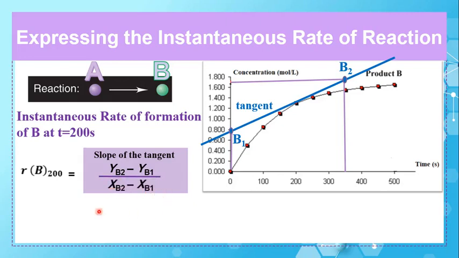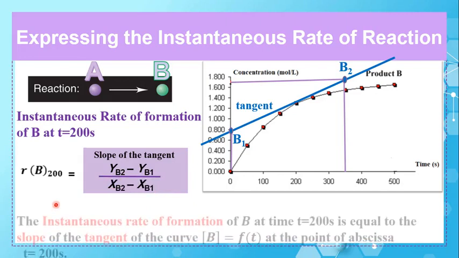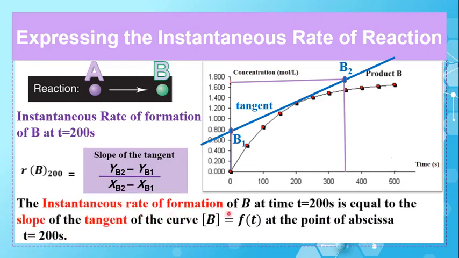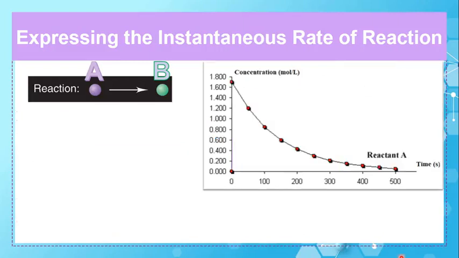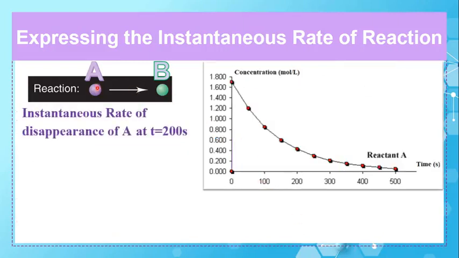So what we have to memorize is this. The instantaneous rate of formation of product B at T equal to 100 seconds is equal to the slope of the tangent at the curve, concentration of B equal f of T at the point of abscissa T equal to 100 seconds. For the same reaction, A gives B.